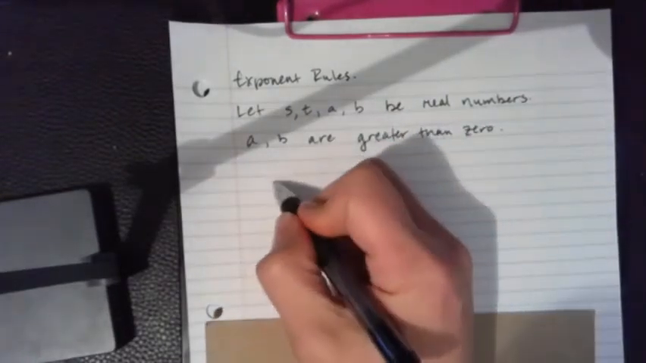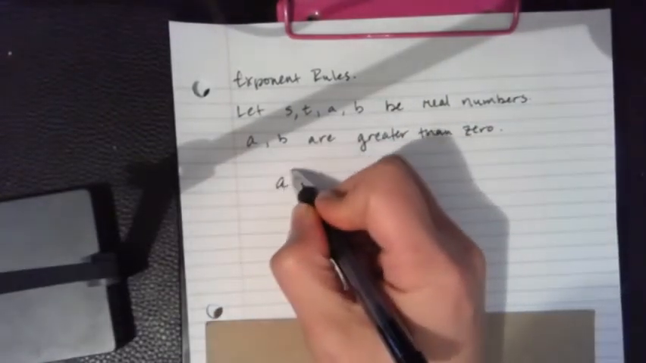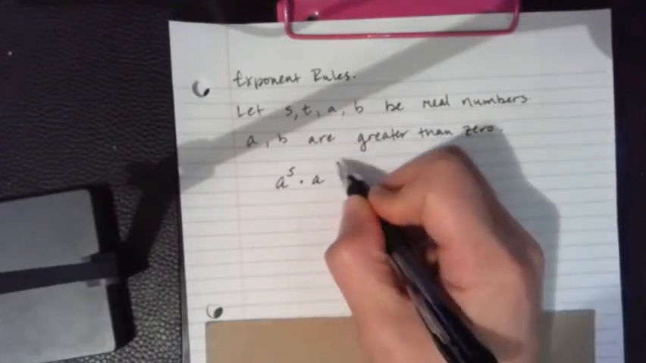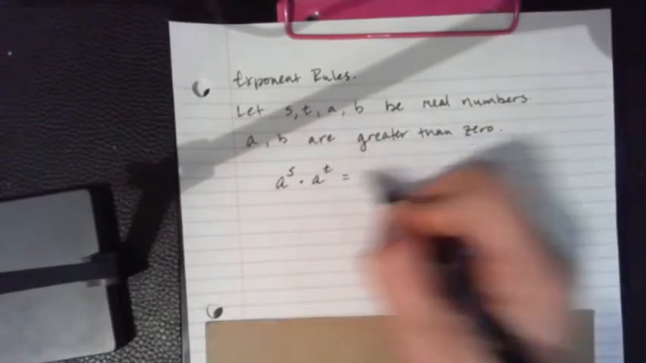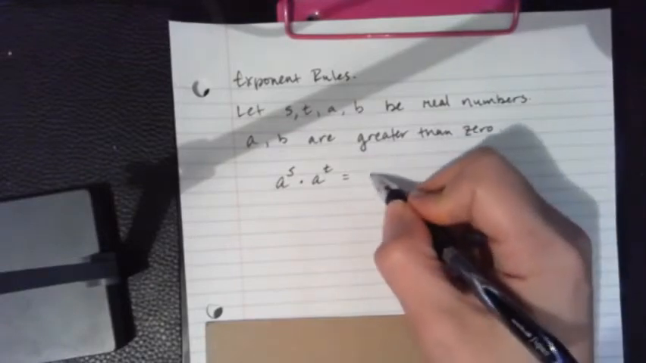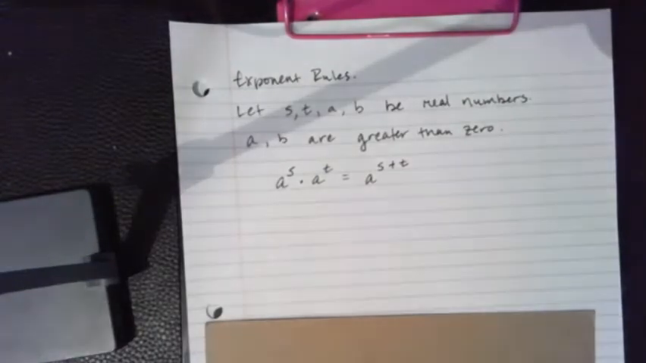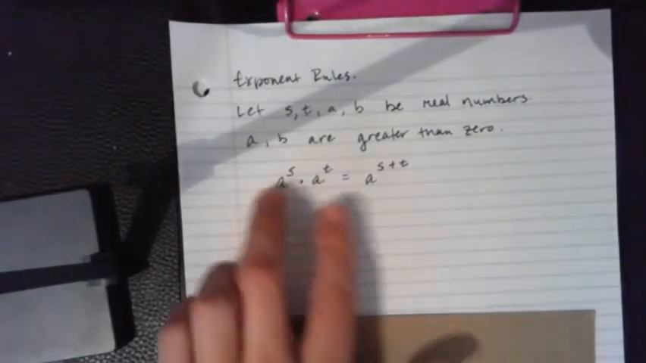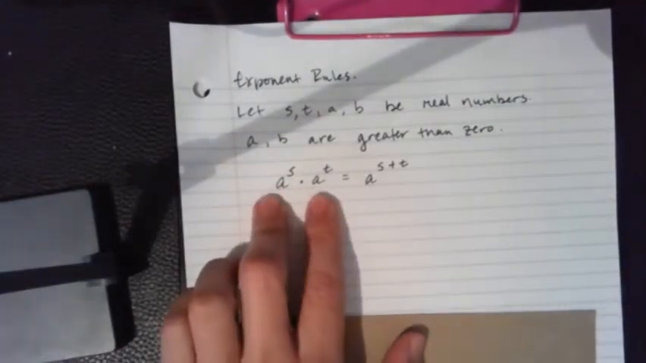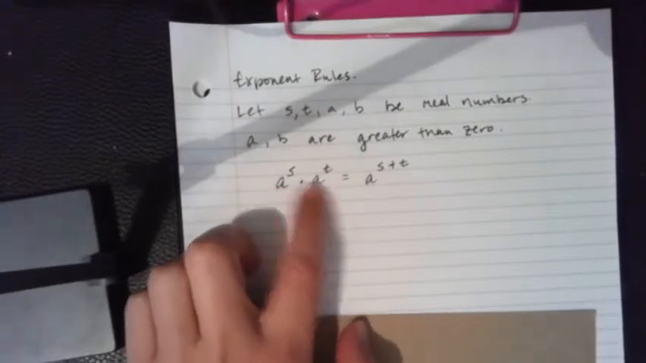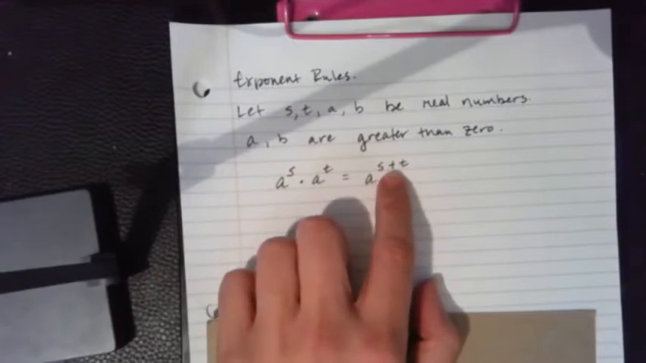So if I have some number A raised to the S power times that number A raised to the T power, it's the same thing as A raised to the S plus T. Okay, so we add the exponents when our bases are the same. Our exponents S and T, the base has to be the same. Multiplication, here we rewrite it as addition in the exponents.